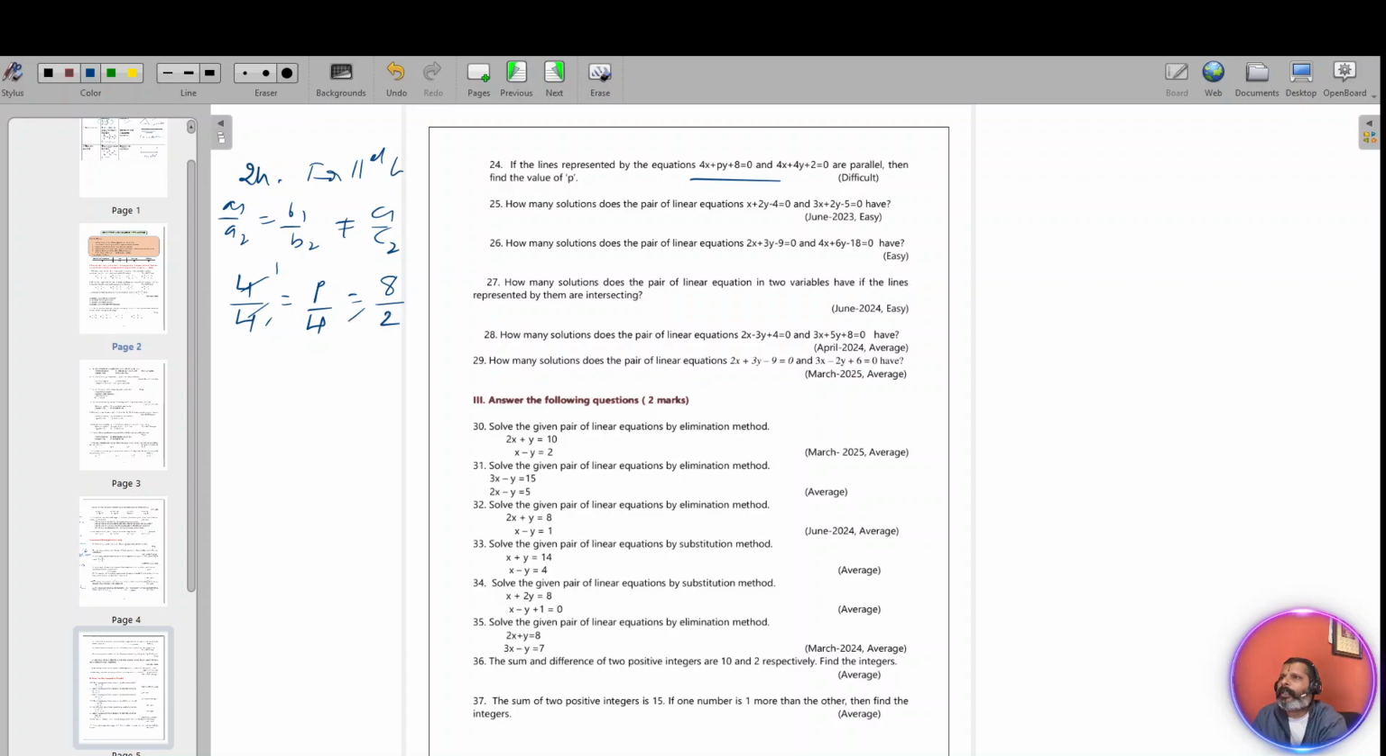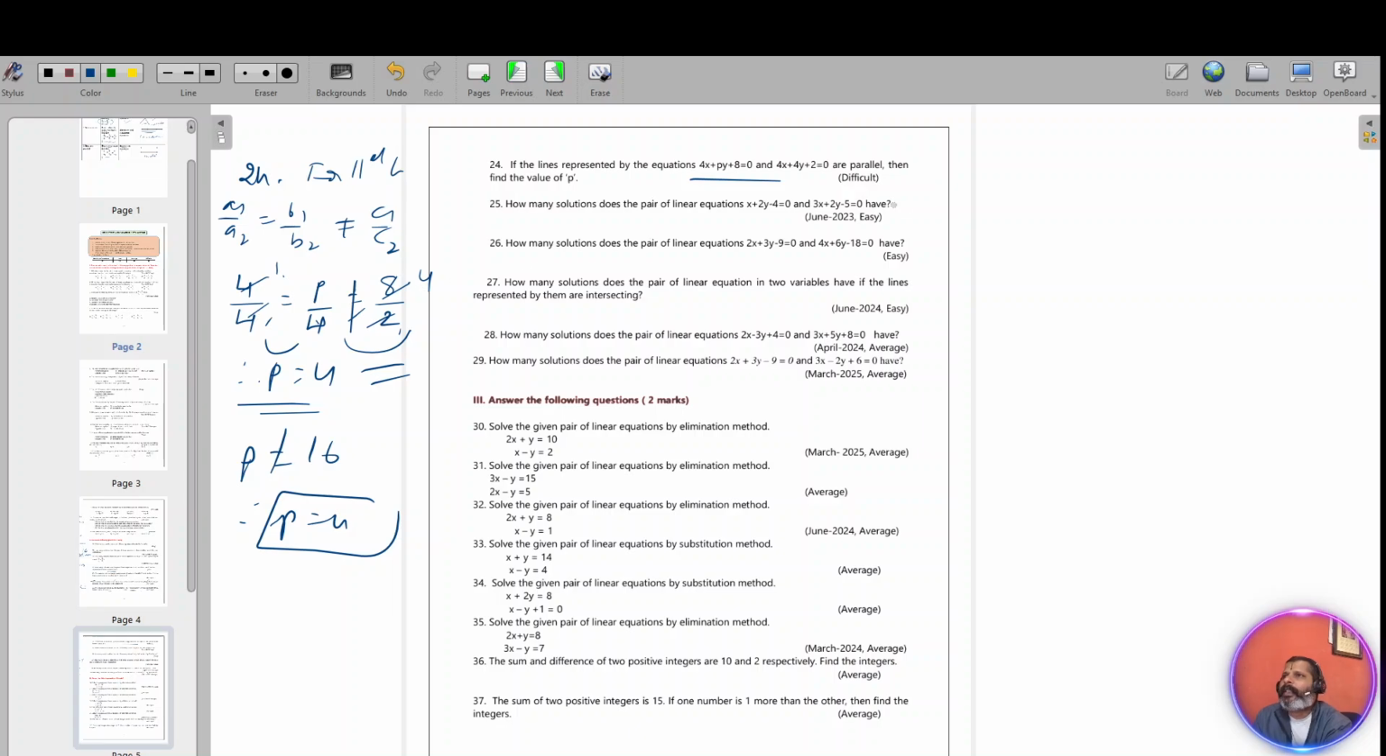So 4 by 4, P by 4, 8 by 2. So P becomes how much? You equate any two ratios, you get the same value. 4 into 1 is 4. So you get P is 4 here, first equation. If you equate second one, you get how much? P is 16. So it can be anything. First one, right? P is 4 and if you equate the last two, second and third, 4 into 4, 16. So P not equal to 16. So what is the value of P? You have to say therefore P equal to 4 is the required answer.